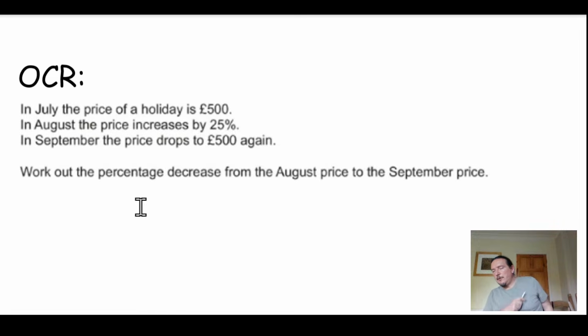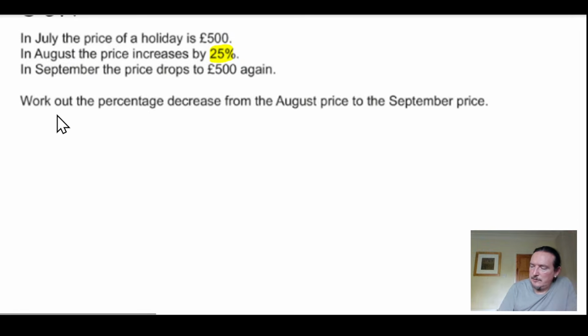So what is the change there then? Now, you might be forgiven for thinking that it would have gone down by 25% again, but it doesn't quite work out that way. So let's have a think about what exactly would have happened then. If I've increased £500 by 25%, how much have I got now? So let's just do a quick calculation.